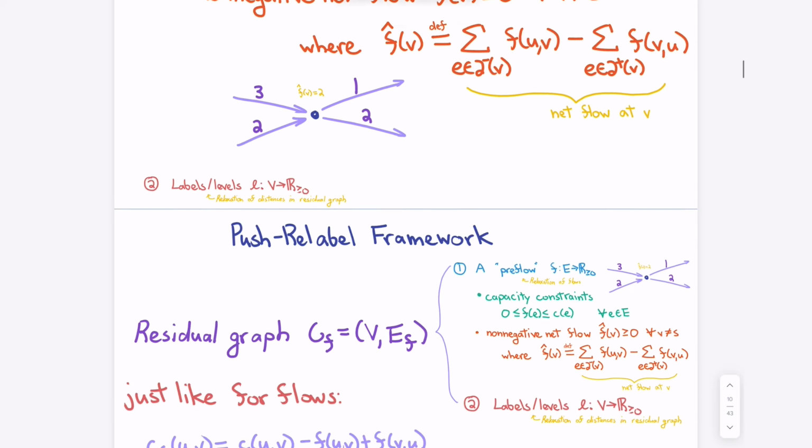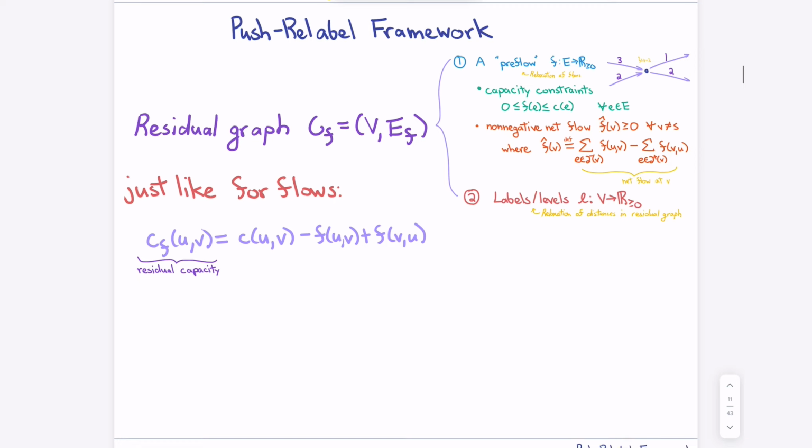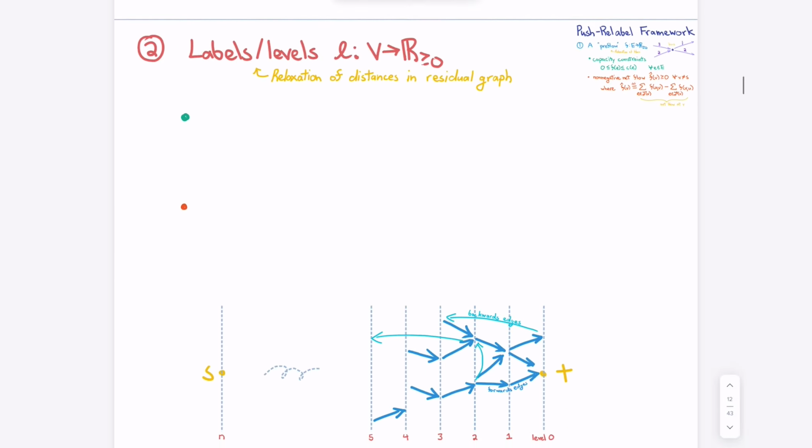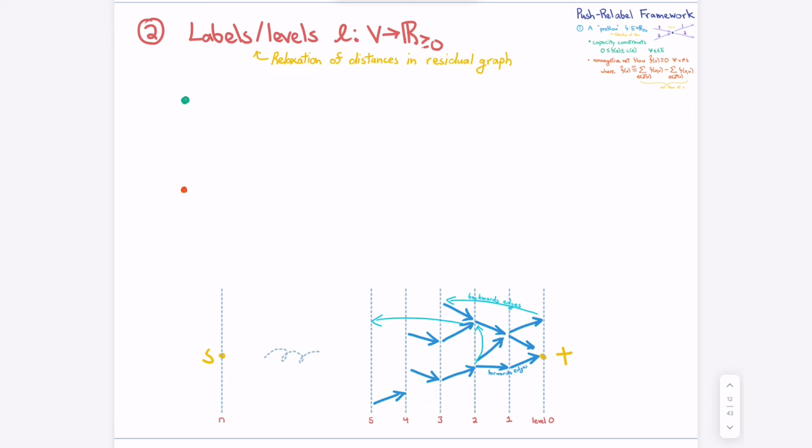I'll explain more in a moment. Okay, we can have a residual graph just like for flows. Given the flow on an edge, you add capacity in the opposite direction. So that's not new. And anything down here? No. Okay, good. So the first component is these pre-flows.